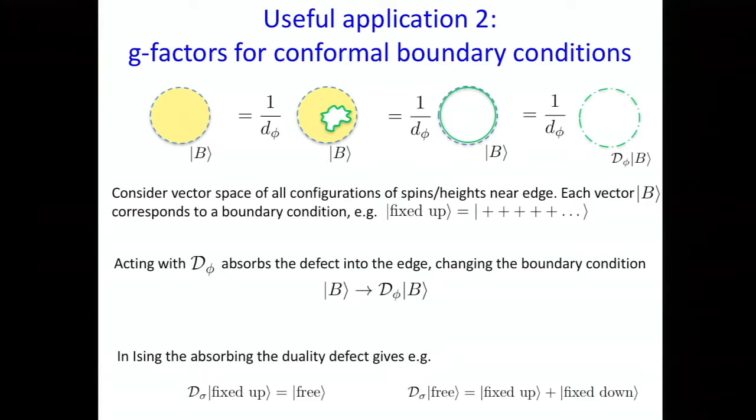And so in Ising, for example, if you do the duality defect on fixed up, you get the free boundary condition. And this is explicit. You just write it out using those defect weights I wrote down. If you start with free, and this is one of the many ways of seeing it's not invertible, if you act with the duality defect on free, you don't get fixed up again. You get fixed up plus fixed down.